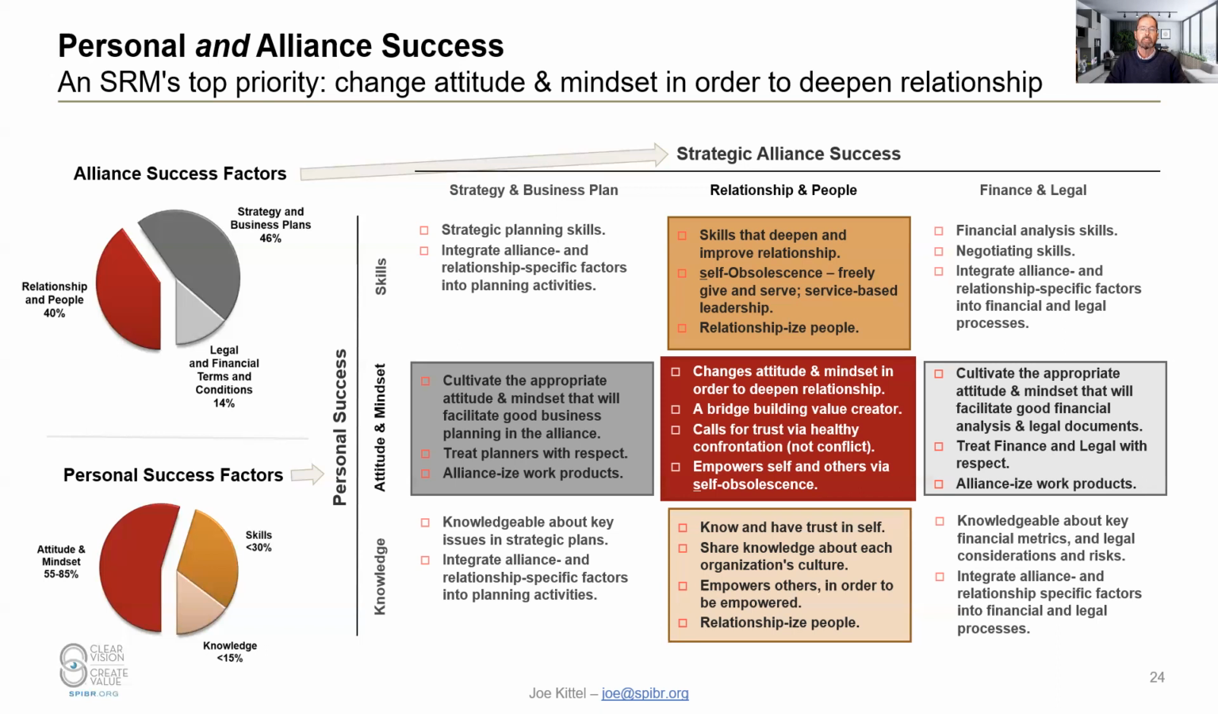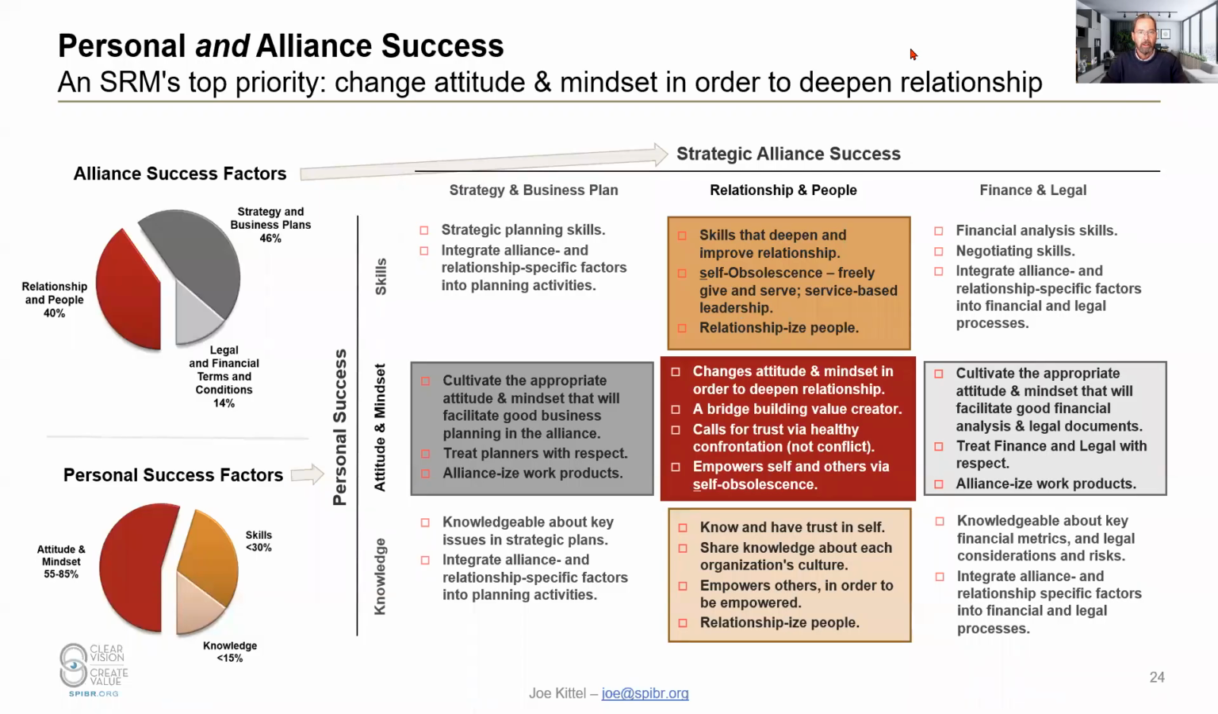The second foci is alliance-ize the work products done by people who are supporting the alliance by helping them understand and appreciate the nuances of strategically important relationships, the gray boxes. The resulting 3x3 table can be used by the SRM in order to have a self-directed career development plan. This is appropriate given how extraordinarily unique their role is.